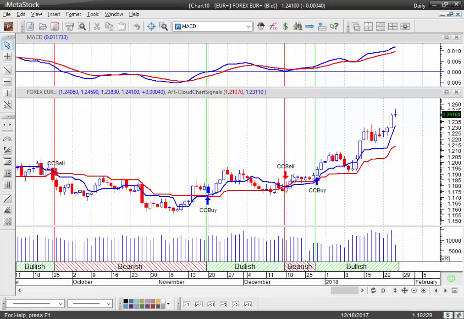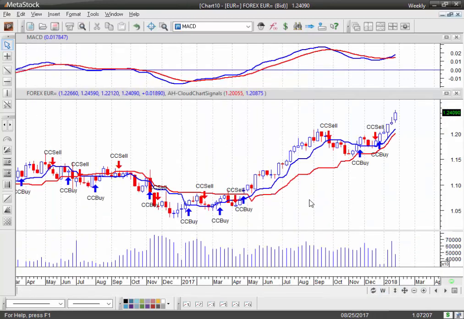We've got the cloud chart buy and cloud chart sell signals on here, so we can see here for the euro US dollar we've had a nice rally back here from 1.119 to 1.24100. Now interesting to see where this rally is going to find some resistance.